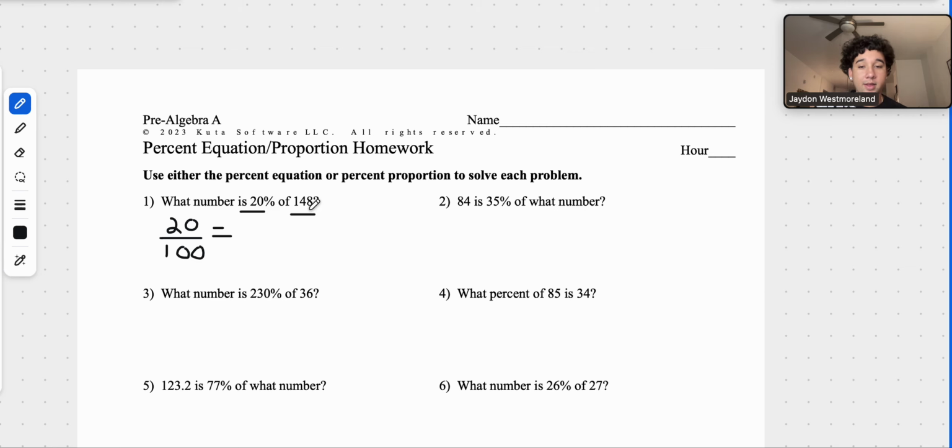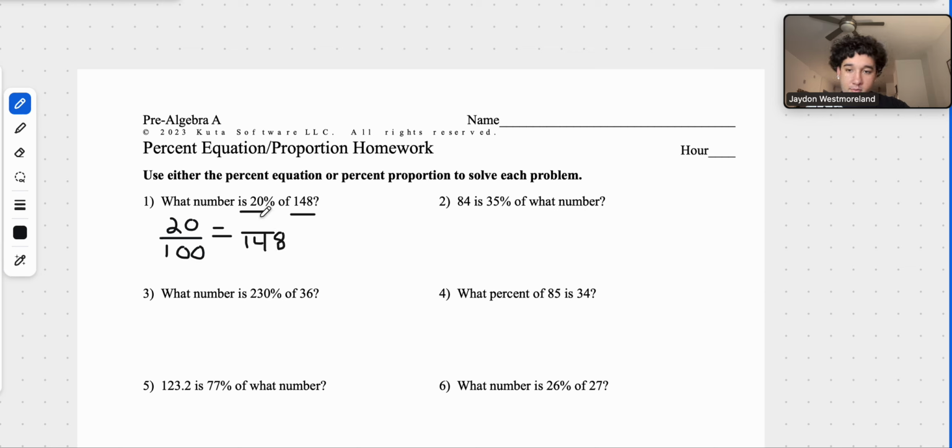Now, math is a language, right? It's a language of numbers, essentially. And so what we have to do here is translate this language into plain English. What number is 20% of 148? When it says of 148, that is the total value, right? We're trying to find 20% of this number. So of 148 means that's going to be the base value, and our x value is going to be on top.